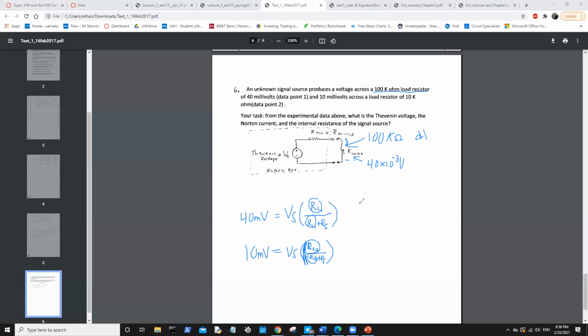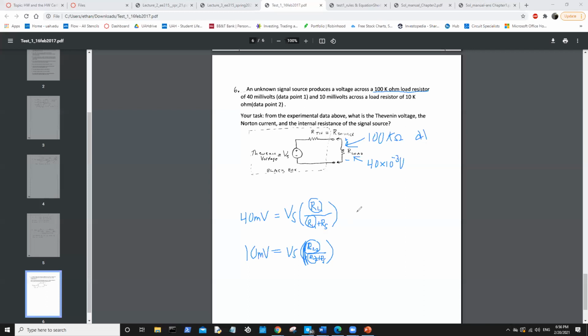With how we solve it, the best is that, and I forgot about this until the I Norton: if you know the V Thevenin and the R Thevenin, you just do good old Ohm's law.